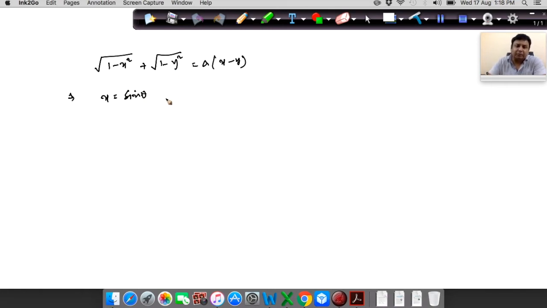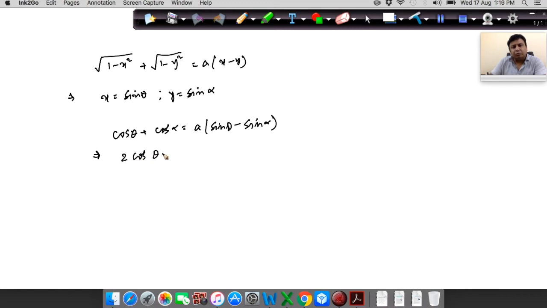But there is 1 minus y square also. So that's why we'll put y equals to sine alpha or something. Put sine or cos. You can't put two different things. It will result in very unorganized and non-symmetric things then. So put 1 minus x square like 1 minus sine square theta, we get cos theta. Show your calculations. I am doing it directly. Cos alpha is equals to a sine theta minus sine alpha.